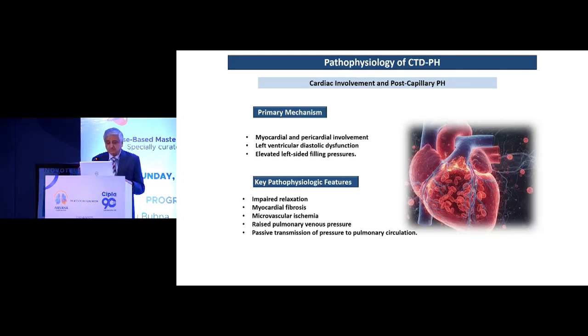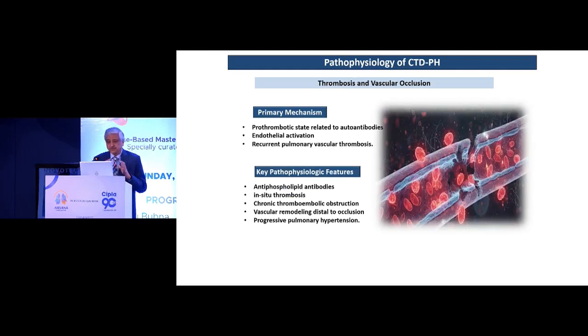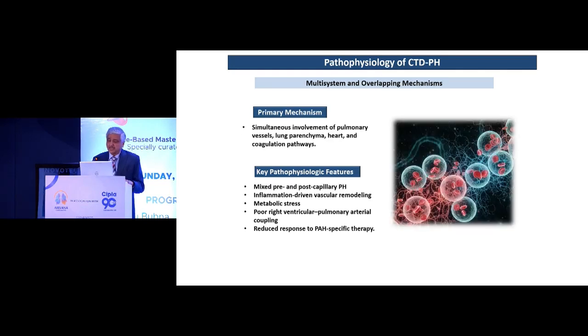Myositis and mixed connective tissue disorders tend to have that more: myocardial and pericardial involvement, left ventricular diastolic dysfunction, elevated left-sided filling pressures, and these are very important because this can also happen as far as your CTD is concerned. And of course, you can have thrombosis and vascular occlusion as we discussed in antiphospholipid syndrome. You can have prothrombotic states related to autoantibodies, endothelial activation, and recurrent pulmonary vascular thrombosis. So all the groups can actually be present as far as CTD-PH is concerned, and you can have multi-system and overlapping mechanisms.